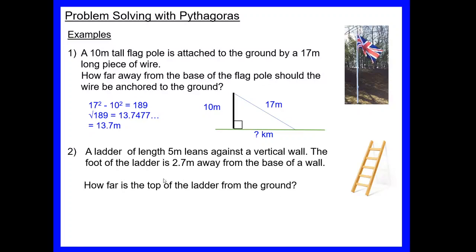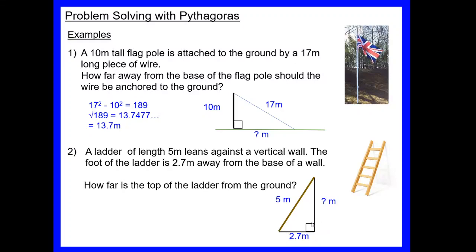Okay, our second question then. A ladder of length 5 meters leans against a vertical wall. The foot of the ladder is 2.7 meters away from the base of the wall. How far is the top of the ladder from the ground? So again, I'm going to draw a sketch first to help me. Okay, there's our ladder. It's 5 meters long. And our wall here, and we are 2.7 meters away from the base of the wall.